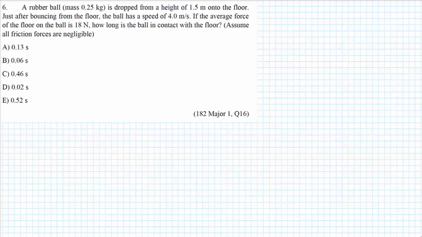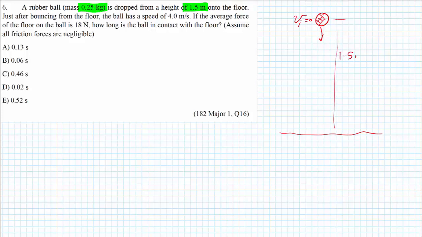A rubber ball of mass 1/4 kilogram is dropped from a height 1.5 meter onto the floor. So we have a floor and you drop a ball. When you drop it, that means its initial velocity here is 0. You drop it from a height 1.5 meters.